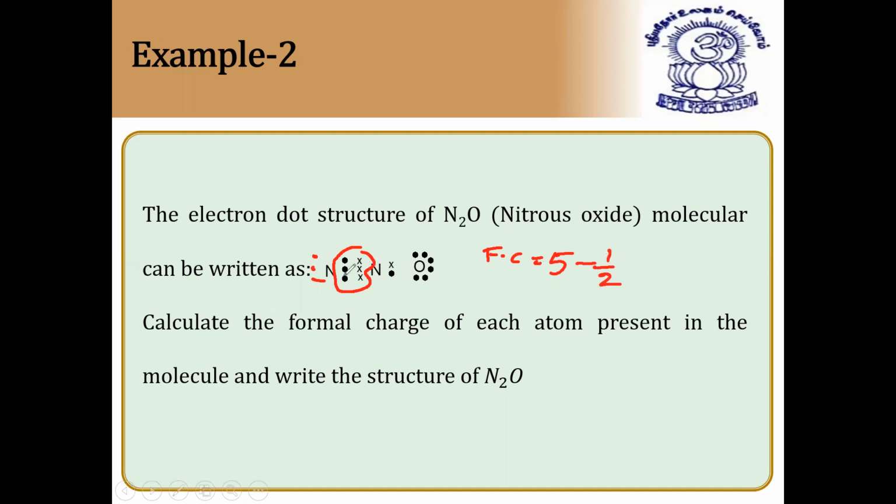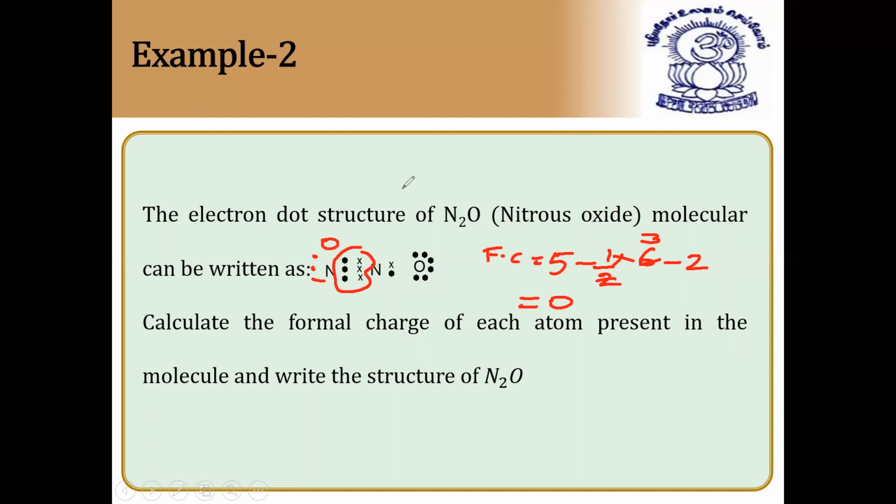How many electrons does it share? Total 3 electrons it shares. So 3 plus 3, total it is 6, minus the number of unshared electrons, that is 2. So minus 2. So 5 minus 3 minus 2. So the formal charge of the first nitrogen is 0, because minus 3 minus 2 becomes minus 5, and 5 minus 5 gets cancelled, 0. So the first nitrogen formal charge is 0.